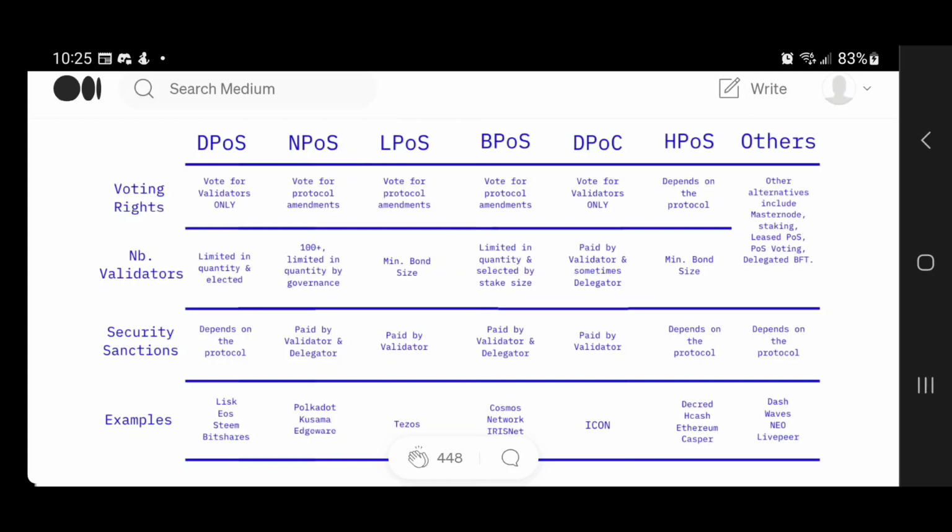10, 9, 8, 7, 6, 5, 4, 3, 2, 1. Ignition and liftoff of Artemis. Go Falcon, go Falcon. Falcon is pushing downrange.